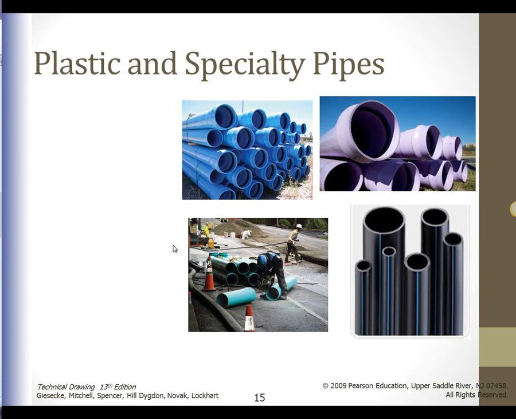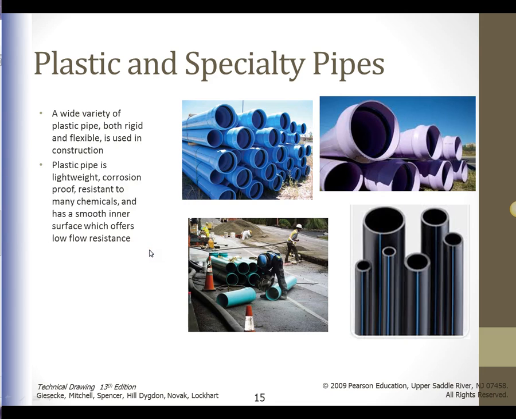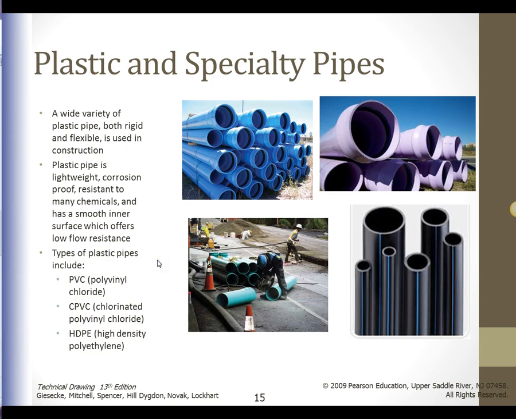The next type of pipe we're going to talk about is plastic and specialty pipes. In this slide, you're seeing various types of pipe. When we're talking about plastic pipe, we're talking about tubing that is made of other materials such as PVC, HDPE, CPVC, and what it's used for. PVC is polyvinyl chloride, CPVC is chlorinated polyvinyl chloride, and HDPE is high-density polyethylene pipe.